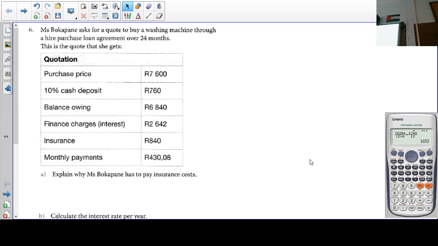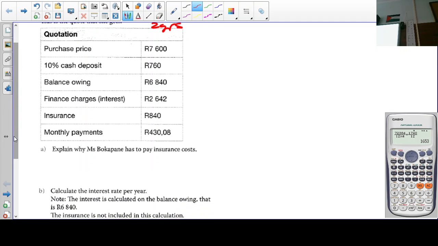Ask for a quote to buy a washing machine through hire purchase. Again, hire purchase is what? Simple interest agreement over 24 months. So 24 months is how many years? 2 years. Loan HP, hire purchase. So that is simple interest. This is the quote that she gets. The quotation, the cash price is 7,600. 10% deposit, balance owing. This is after you've taken the deposit off. Finance, that's your interest is 2,642 rand. The insurance is 840 rand.